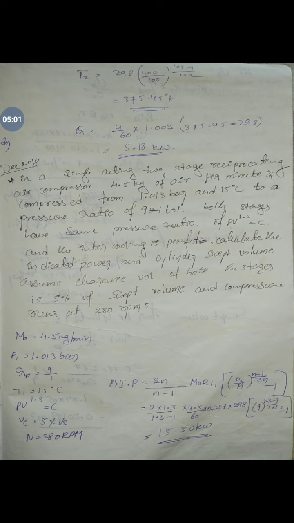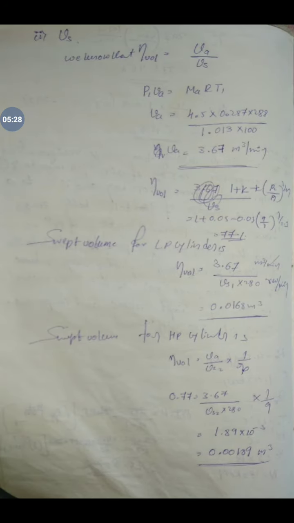Indicated power, since it is a two stage, is given by 2n by n minus 1 times the mass of the air. Since the mass of the air is given, instead of P1 VA, we can write it as m R T1. So m R T1 into the bracket, P2 by P1 to the power of (n minus 1) by 2n, minus 1. Substituting this, we get indicated power as 15.5 kilowatts. Now to calculate the swept volume.